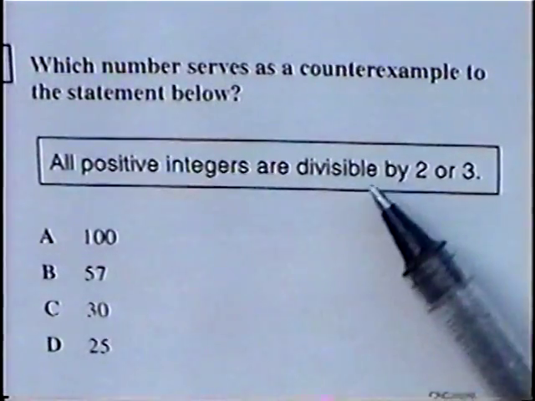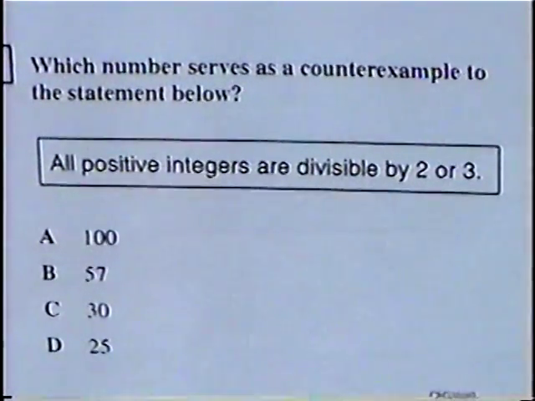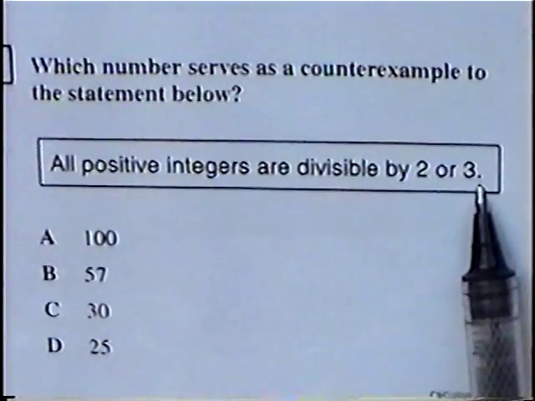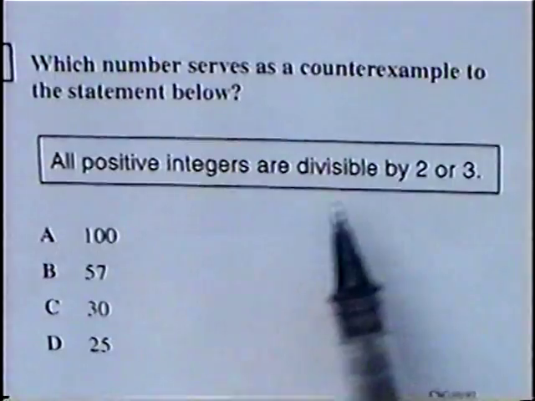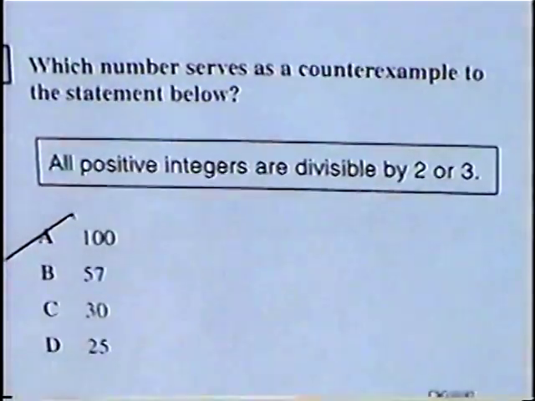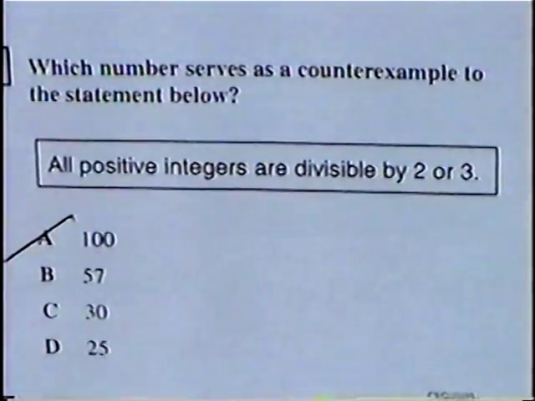Looking at the first answer, letter A, 100. 100 is an even number, so it is divisible by 2. It does not have to be divisible by 3. The word or means one or the other. So since 100 is divisible by 2, A would be incorrect.